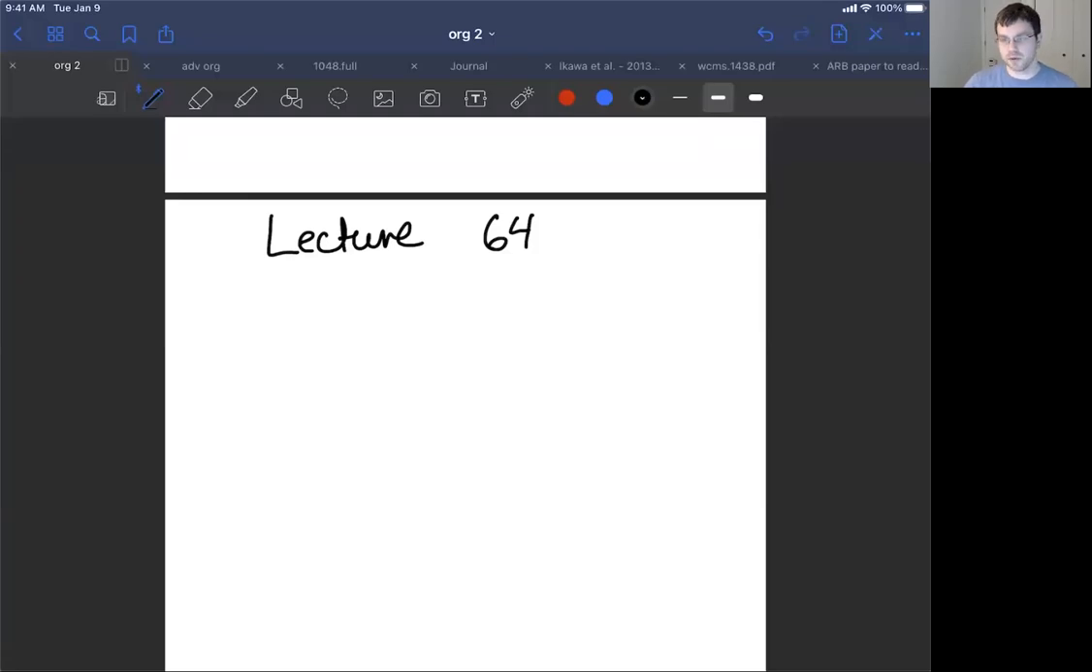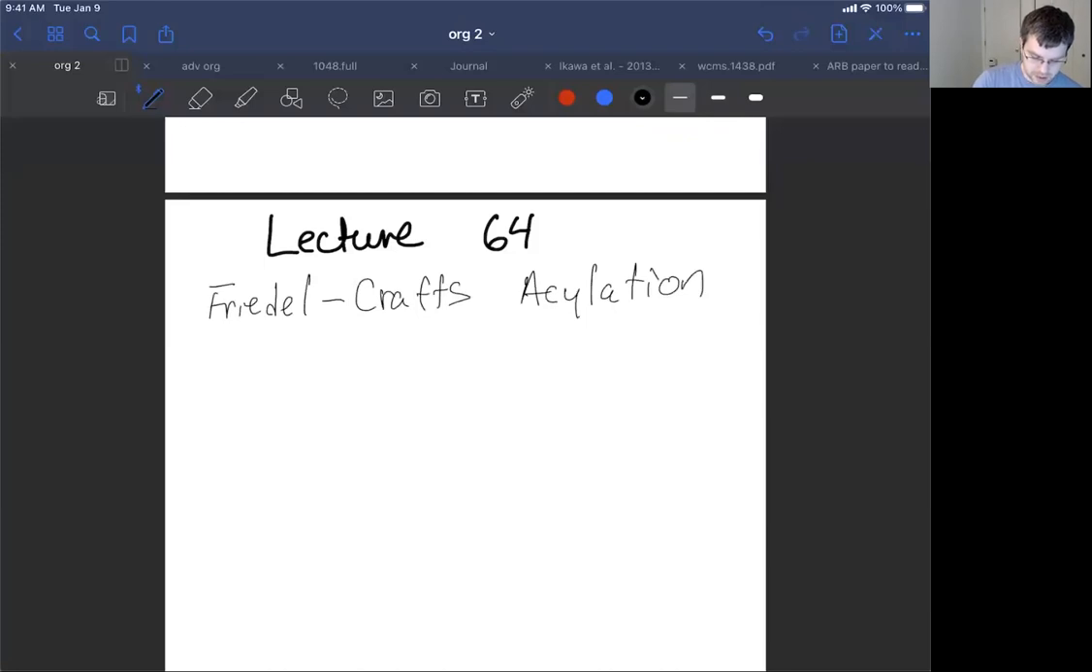All right, so in this lecture, I want to go through the Friedel-Crafts acylation reaction. This is a great reaction. It's another electrophilic aromatic substitution reaction.